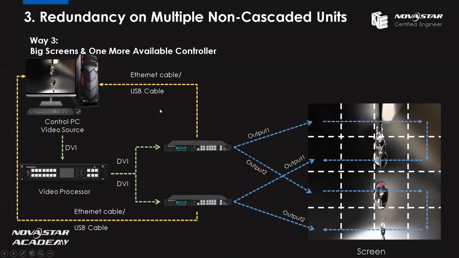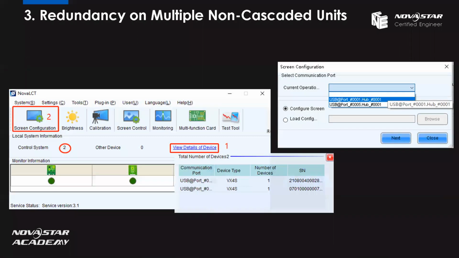Also, maybe we are using Ethernet cable. That means they are not cascading. So in this way, we have 2 controllers, but not cascaded. Let's see, how should we manage the software? In NovaStar, because we are using 2 USB ports of our computer, or maybe 2 IP addresses of our computer by using a router.